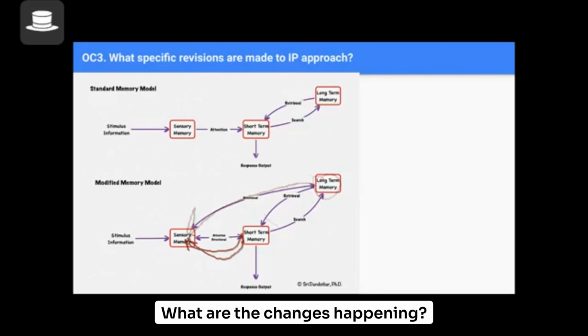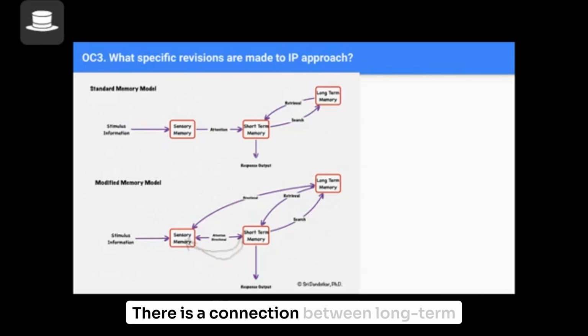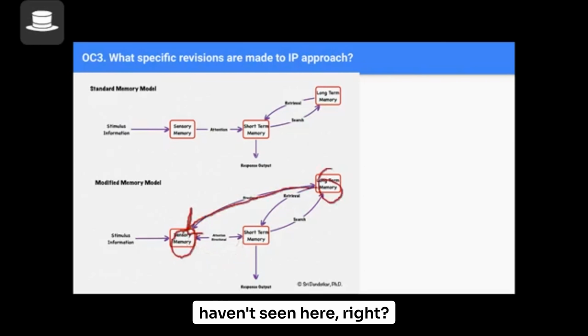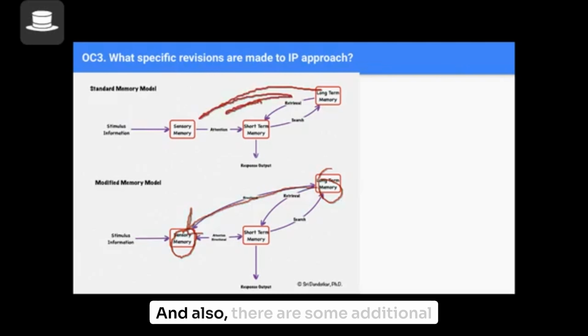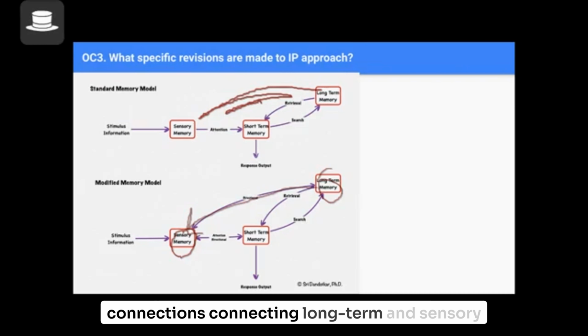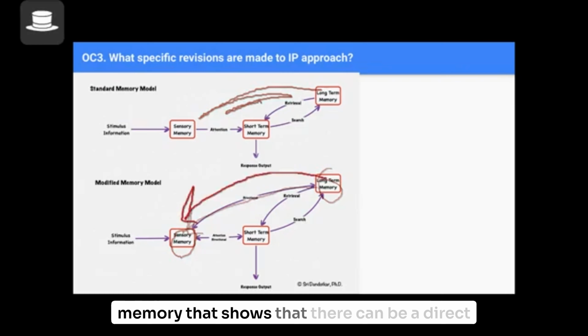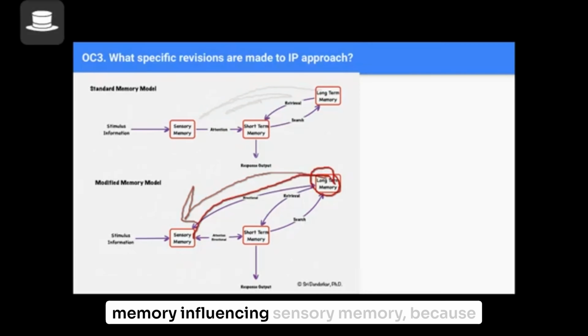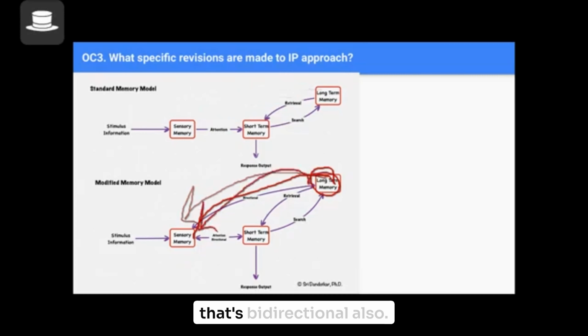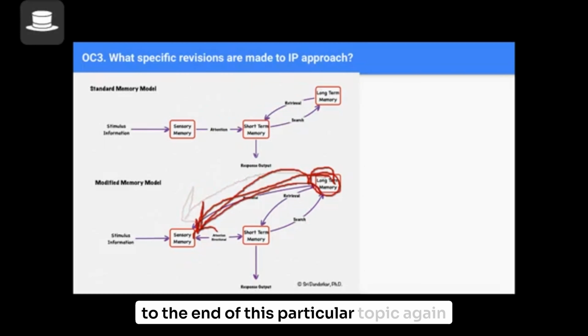What other changes have you noticed? You're right, yes. There is a connection between long-term memory and short-term memory, which you haven't seen here. So there are some additional connections. It's bidirectional, and there are also additional connections between long-term and sensory memory, showing that sensory memory can influence long-term memory, or long-term memory can influence sensory memory, because that's bidirectional also. Well, that brings us to the end of this particular topic.